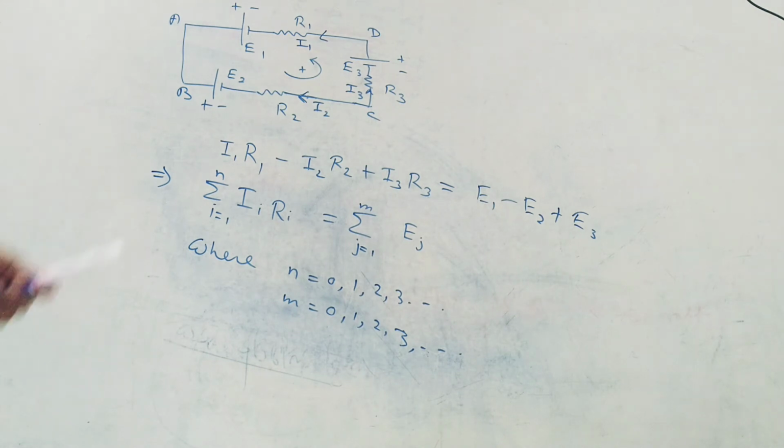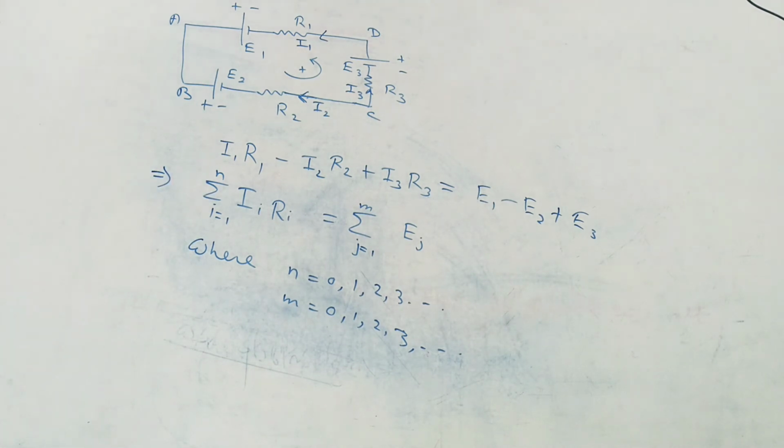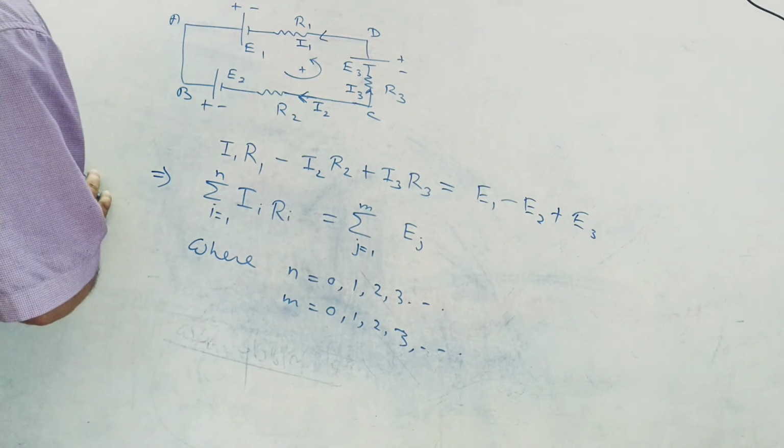This is known as Kirchhoff's voltage law or loop law or mesh law. This law is derived from the principle of conservation of energy.